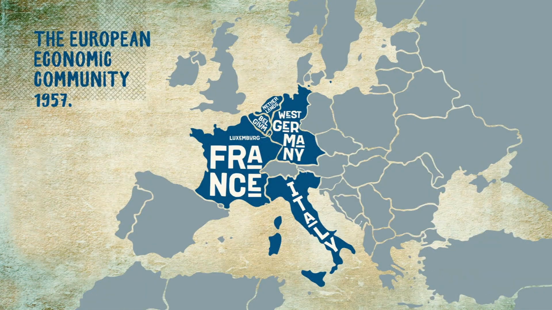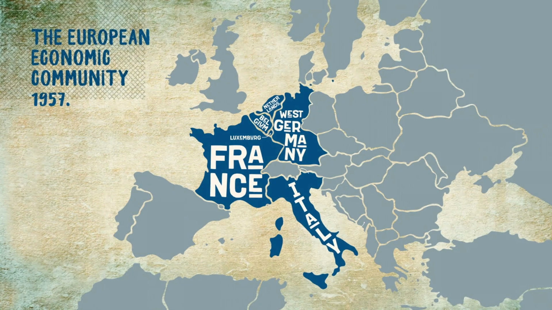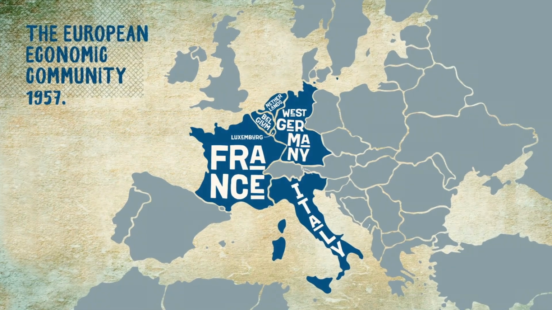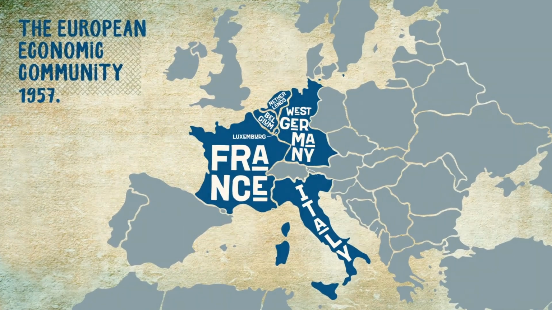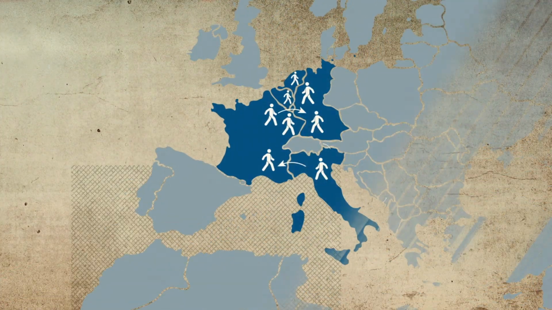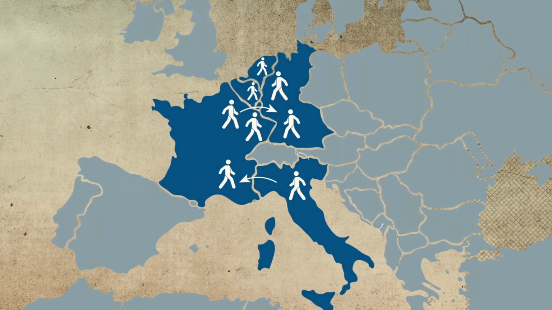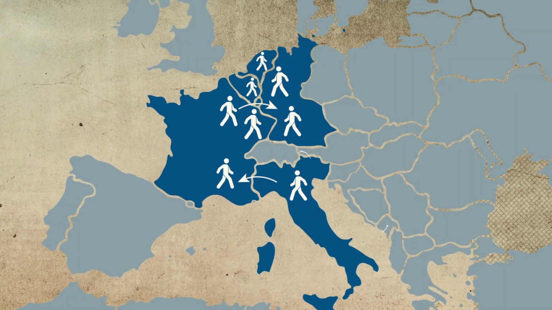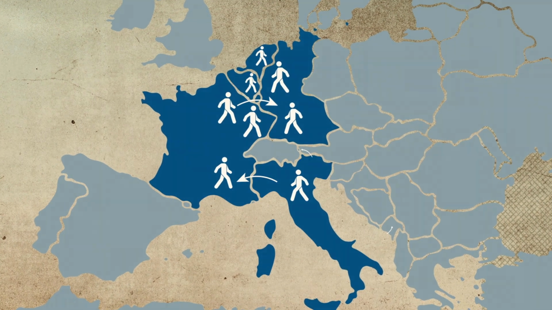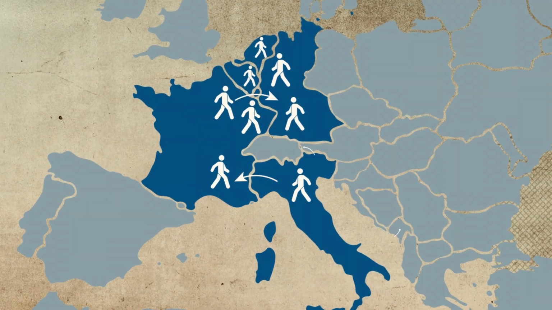In 1957, 6 countries, Italy, France, the Netherlands, West Germany, Luxembourg, and Belgium, created the European Economic Community, or EEC. This agency aimed to integrate European economies. The EEC's founders believed that countries whose economies are interdependent are less likely to go to war with one another. A year later, the forerunner of a European Parliament was established.